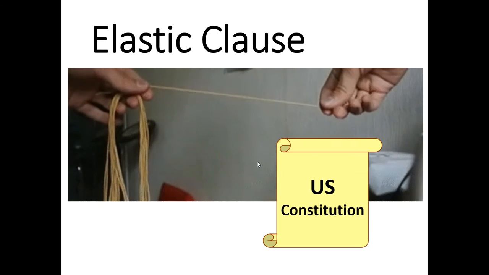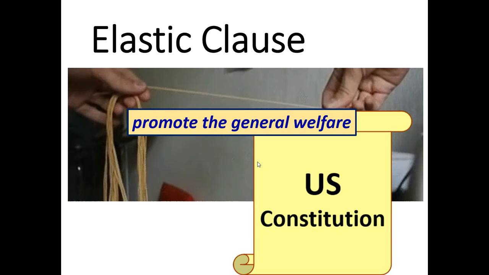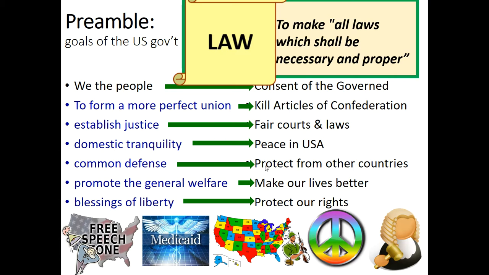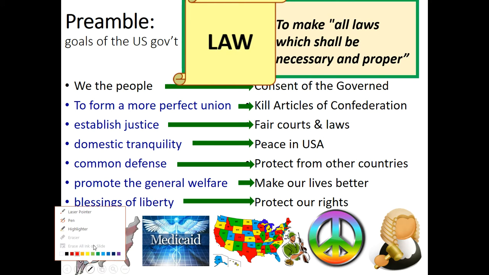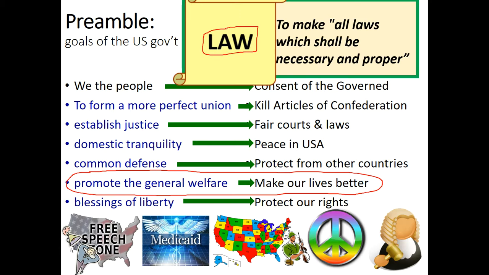Hamilton says, stretch it out. We'll stretch this Constitution out. I'm going to say how it works. If you look in the preamble, it says, promote the general welfare. Right here. We, the people, have given the government the authority to promote the general welfare, which basically means they have the ability to make our lives better. So the laws that they make can make our life better. And any law that makes our lives better is necessary and proper.